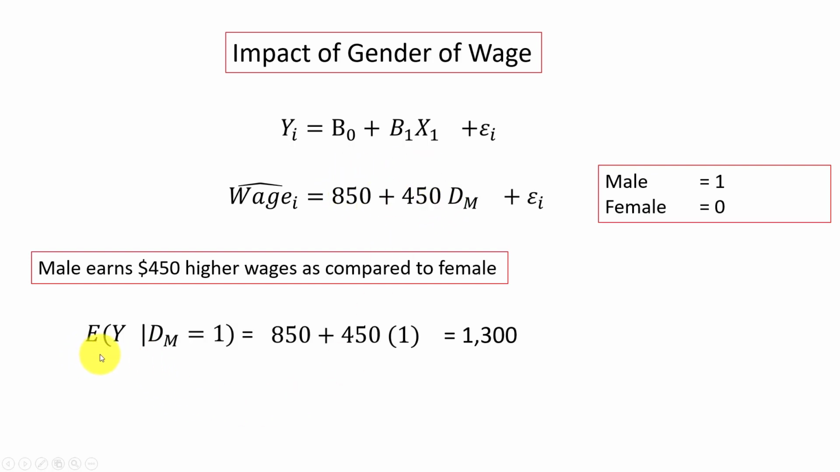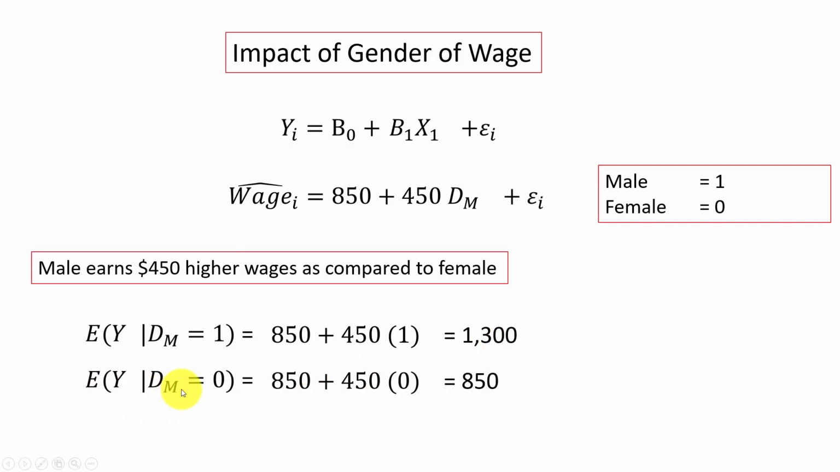So if we do it numerically, the expected wage for when the dummy for male is equal to 1, dm is equal to 1, would be 850. We are just copying this equation over here, plus 450, and because this dm would be equal to 1, which is another way of saying that we want the expected wage for male, if we calculate this, we get 1300. Now this 1300 is the expected wage. This is our predicted wage for male.